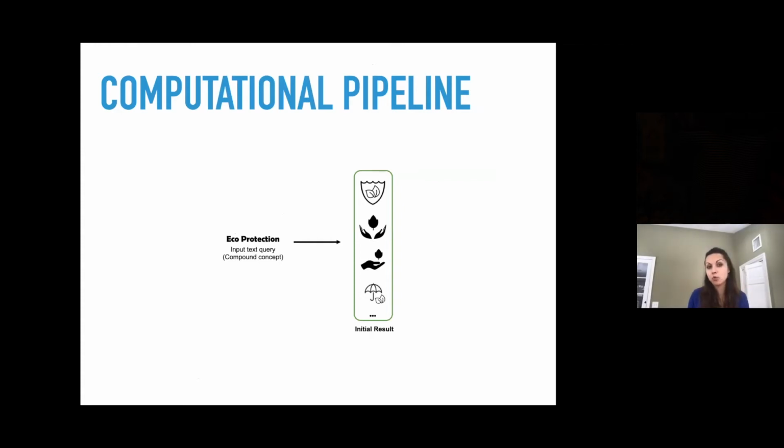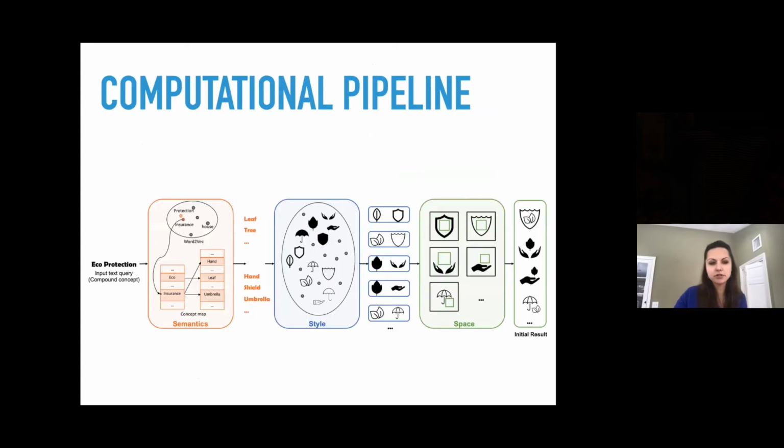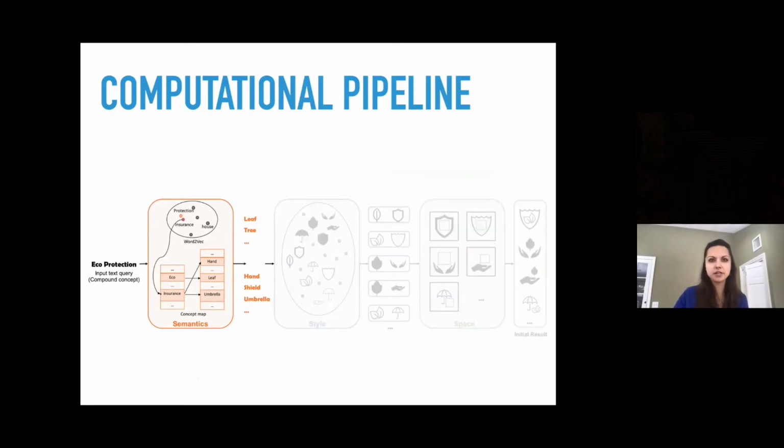Let's say the query is eco-protection, and these are the final results we want to generate, some example icons for this concept. Here's our full computational pipeline at a glance that invokes these semantic, style, and space components. So let's take a look one by one at the components. Given the query as input, we break it down into words, and for every word, we look at a dictionary that maps abstract concepts to concrete nouns. So for instance, it will map eco to leaf and tree.